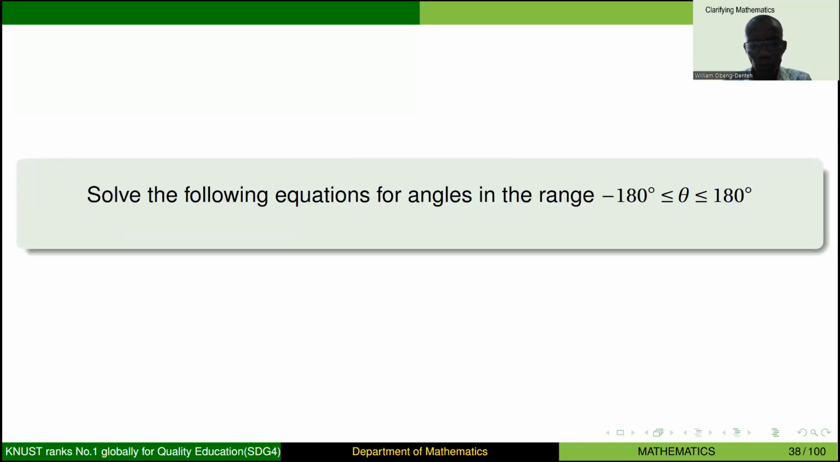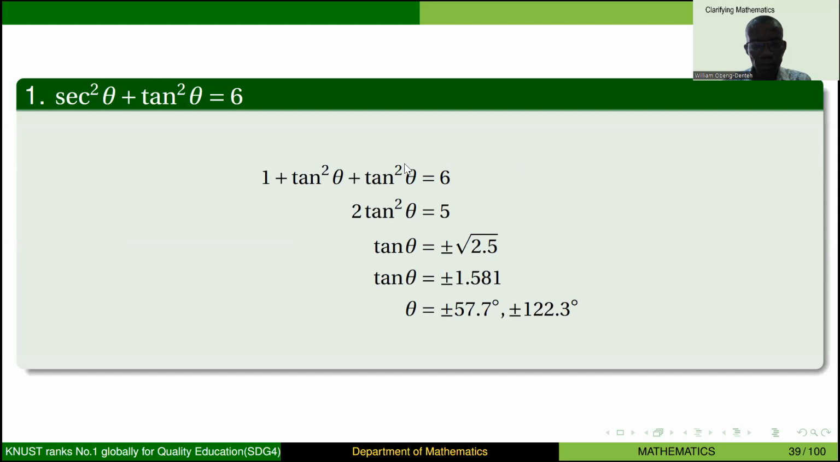So we are saying, solve the following equations for angles in the range theta between negative 180 degrees and positive 180 degrees inclusive. Right, so let's look at the first question. So we want to solve sec squared theta plus tan squared theta equals 6.